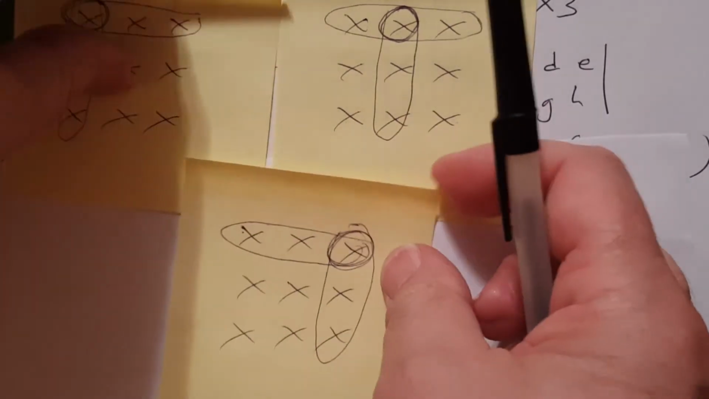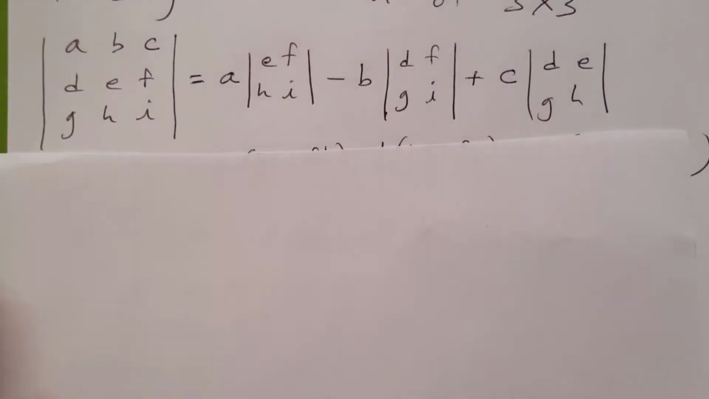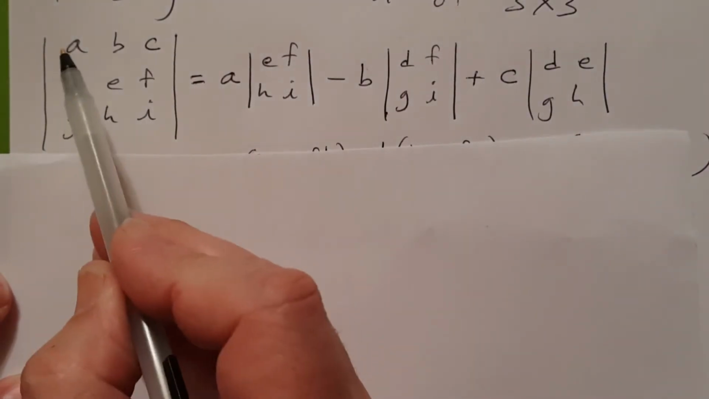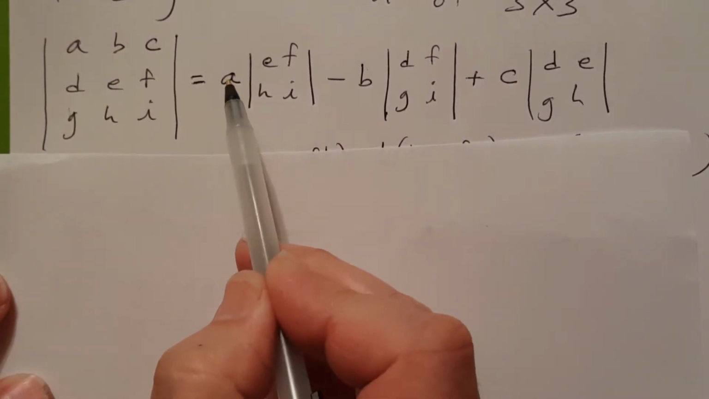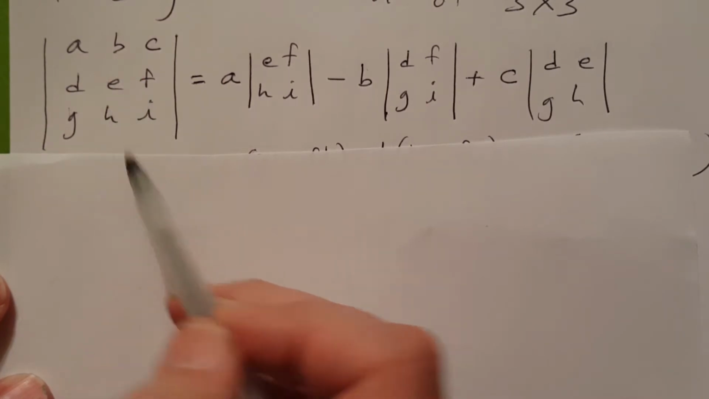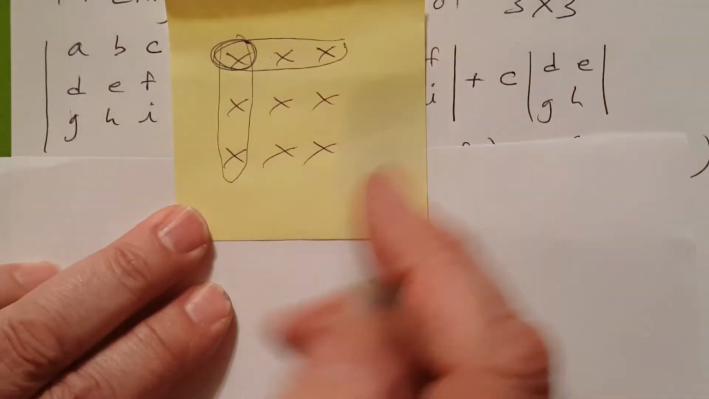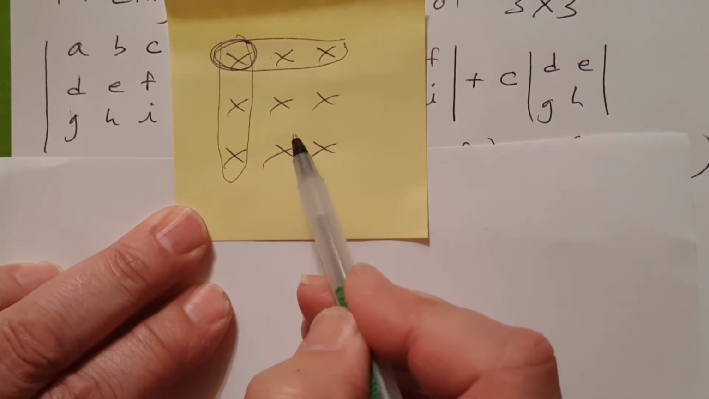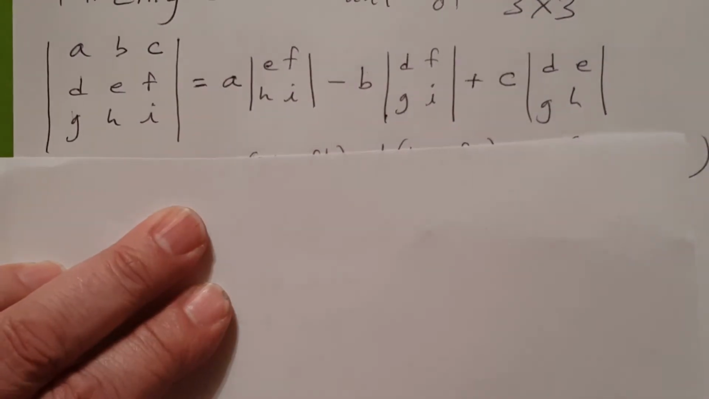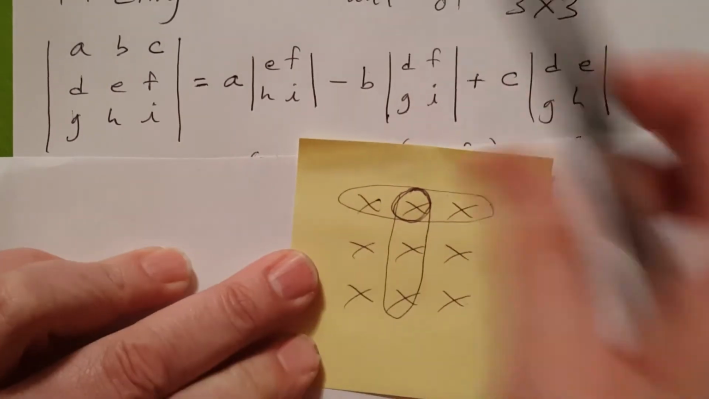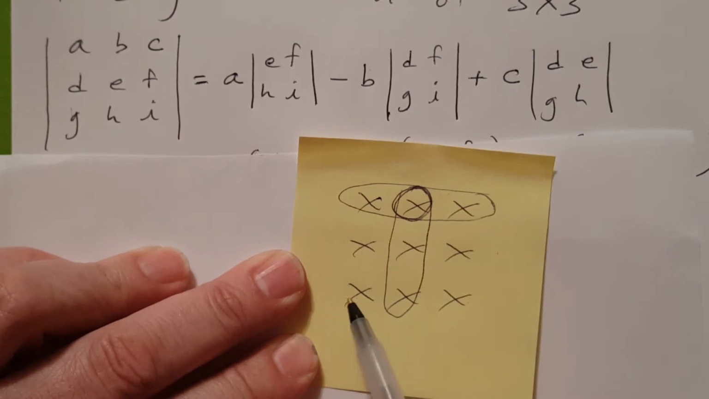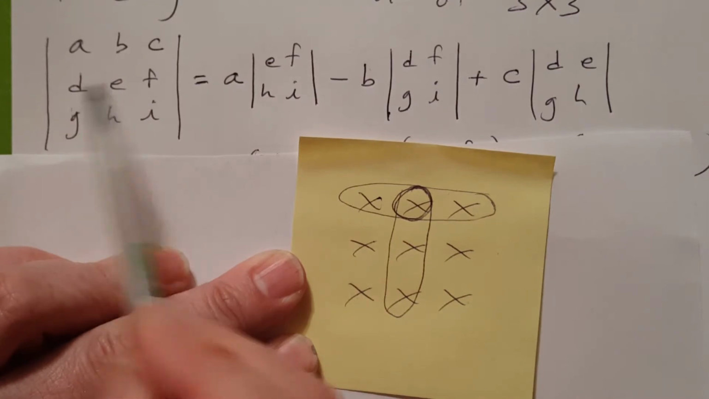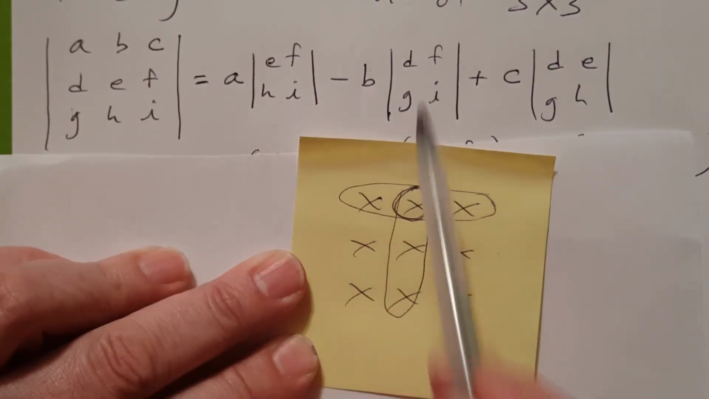So that's exactly what we did here. Imagine these two being circled. A is the double circle, is the number, and then E, F, H, I is on the outside. So A would be here, E, H, F, I would be here. Then we have this situation: B, and then these four numbers are left on the outside to make their own little 2x2. D, F, G, I make their own little 2x2.